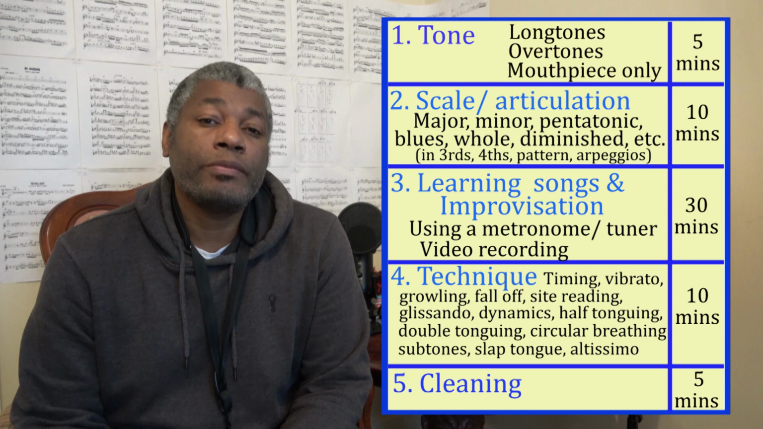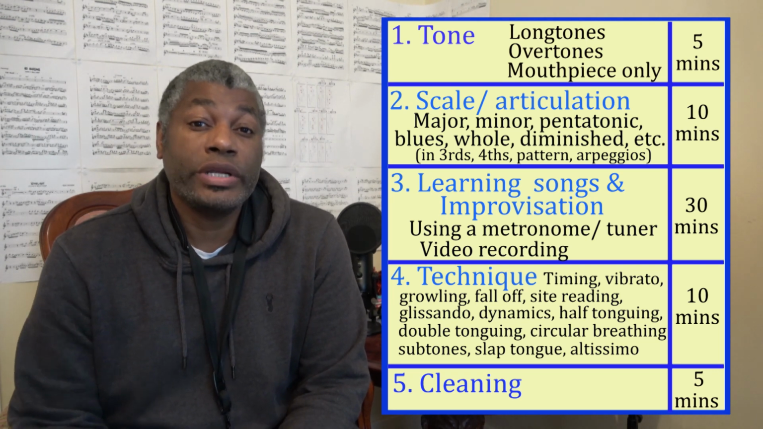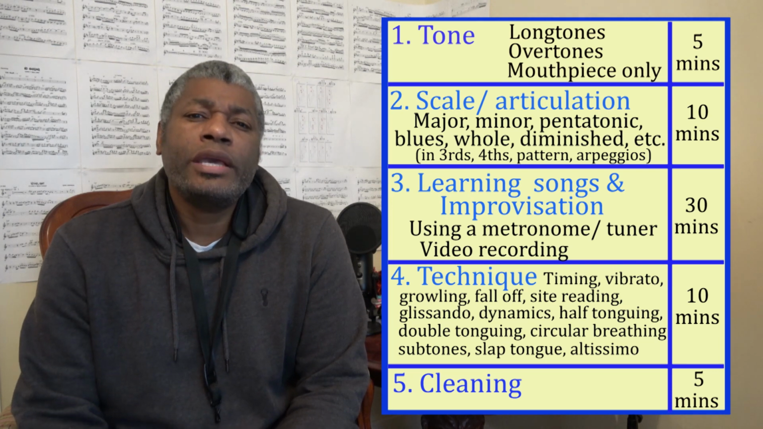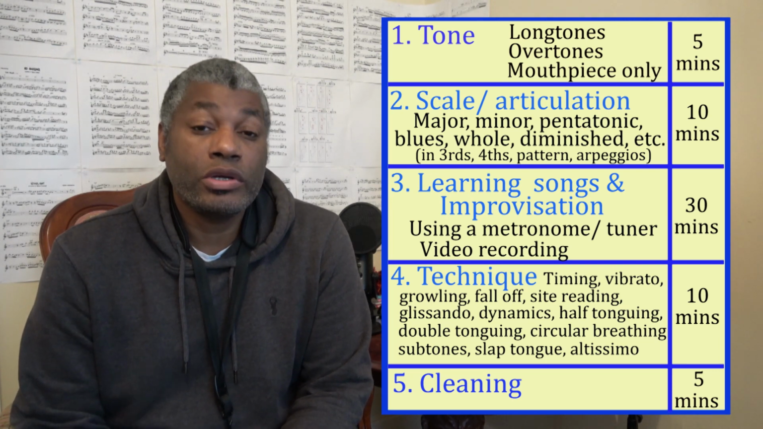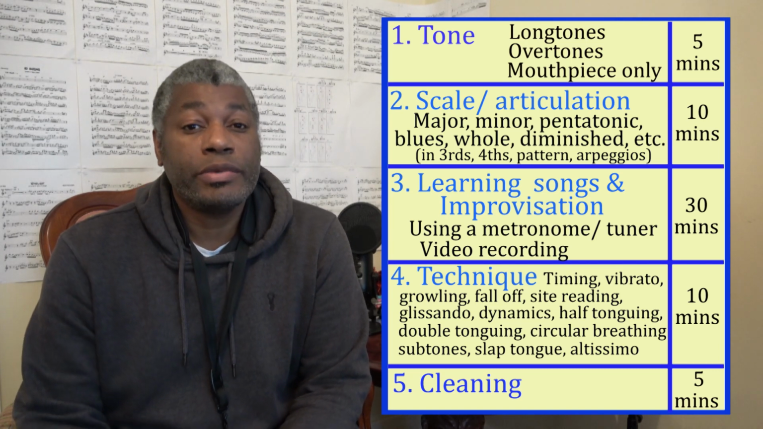Think about what you want to accomplish in a year's time. Do you want to be able to play faster? Do you want to learn 20 jazz standards? Do you want to be able to master the altissimo range? Well, if you do, then think about what you need to do to accomplish these things and then implement it.